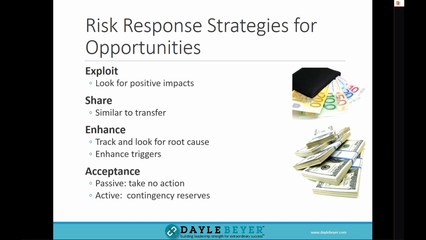And acceptance. If it happens, it happens. But we could be proactive in this and create contingency reserves for time and money. So if these types of risks happen, we already have some time and resources and money set aside to be able to deal with it, rather than dealing with the fires and dealing with issues.